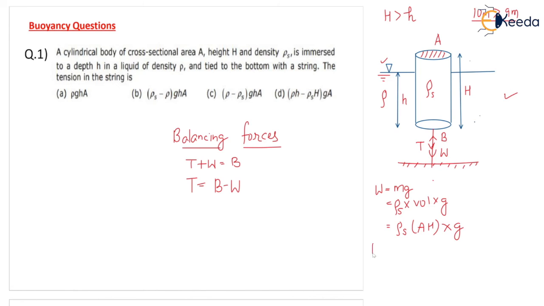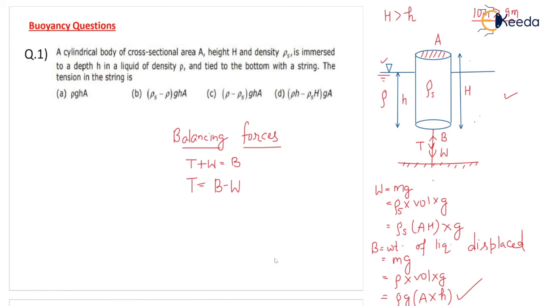Buoyancy force B equals the weight of liquid displaced. Again, weight equals mg, the same formula. What is mass? Density into volume, so density into volume into g. But this density is the density of the liquid, which is given as rho itself, no change. So the final expression is rho g into volume. What is the volume? Area into small h, because this is the part that is inside water. So this will be the displaced liquid.